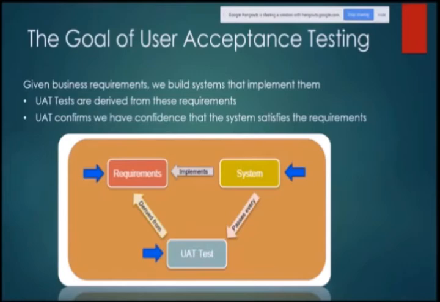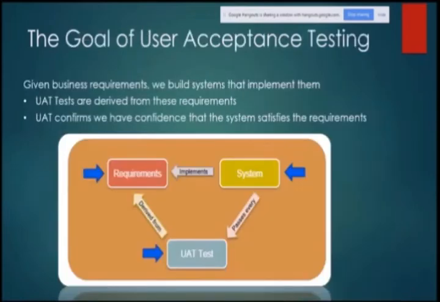What is the goal of user acceptance testing? Given business requirements, we build systems that implement them. Now, UAT tests are derived from these requirements, and they confirm that we have confidence that the system satisfies the requirements.